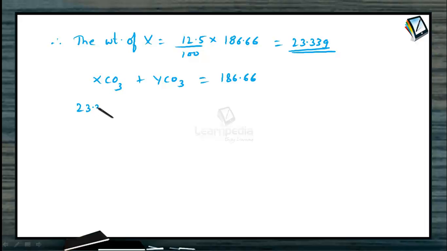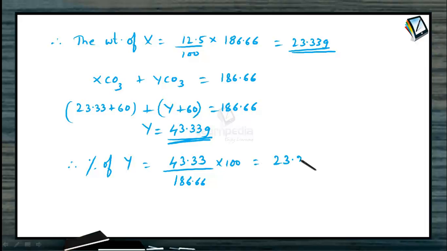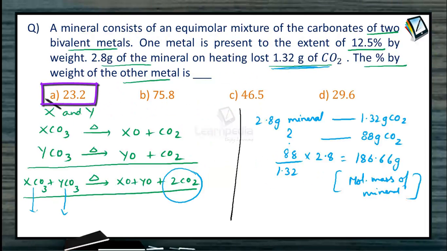Then as we know the X value is 23.33, so 23.33 and the molecular mass for this carbonate part is 60. This is for the XCO3. Plus we need to calculate the mass of Y. So Y plus another 60. This is equal to 186.66. On solving this, you get the value of Y as 43.33 grams. So we got the value of Y. We can calculate the percentage of Y, which is equal to 43.33 divided by the total mass of the mixture, that is 186.66, multiplied by 100, and that comes to be 23.21%. That is the final answer, and that is option A.